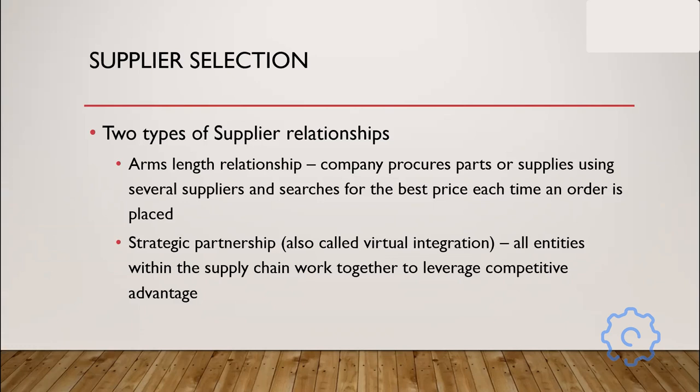This usually has 2 or more suppliers that are approached with what we call a request for bid or a request for purchase. Then each of the individual suppliers would create a bid and try to provide the best price for that order. We also have what is called a strategic partnership, which is also called virtual integration. This is where all entities within the supply chain work together to leverage competitive advantage.